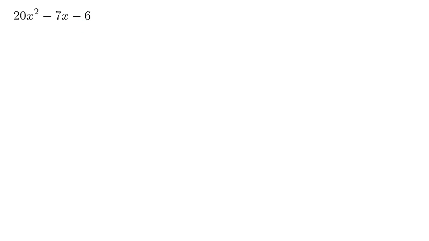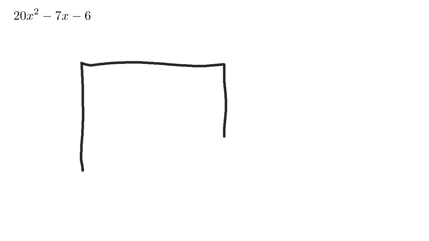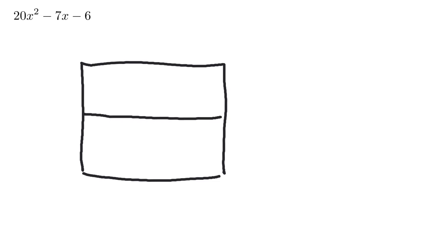All right, so now this is the most fun part, drawing the box. So let me draw the box. This box represents our problem. We know it's going to factor out into 2 binomials, so we divide our box in 2 sections each way. Okay, so remember the setup. So the first term, 20x squared, will go in the upper left-hand corner. So 20x squared goes here.